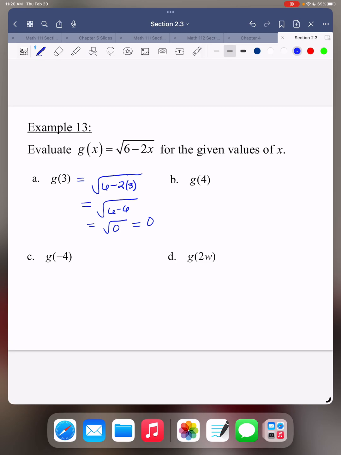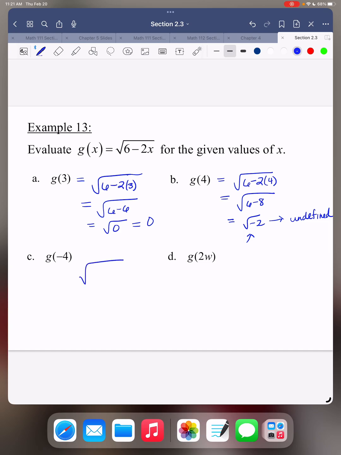We can have 0 under a radical. That is something that is allowed. But when we take a look at g of 4, on the other hand, this is going to produce 6 minus 2 times 4, which gives me the square root of 6 minus 8, which is the square root of negative 2, which we cannot have. And right now we're going to call this undefined. However, we will take a look at what we can do when we get into the complex number system as far as negatives under the radical. But when we're dealing with these real numbers, this is undefined.